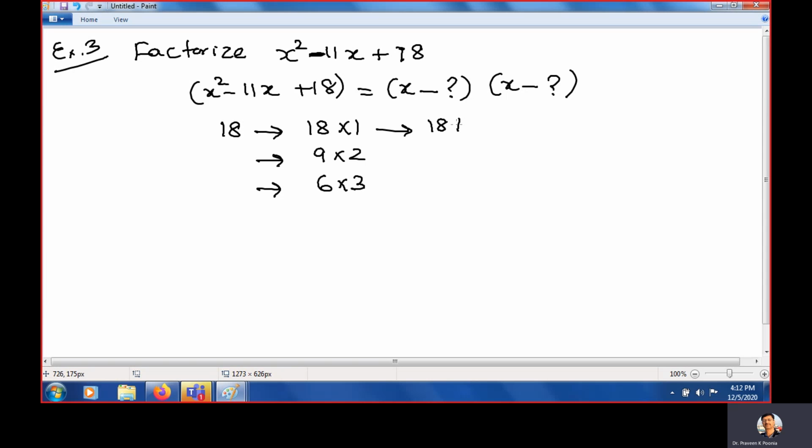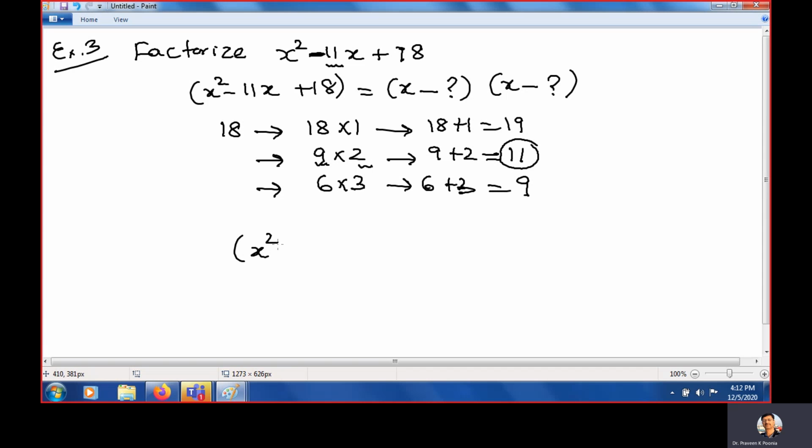So 18 plus 1 is 19. 9 plus 2 is 11. And 6 plus 3 is 9. So here is 11. 11 means this one. So what are the factors? 9 and 2. So the answer is x square minus 11x plus 18 is equal to x minus 9 and x minus 2. This is method number 2.